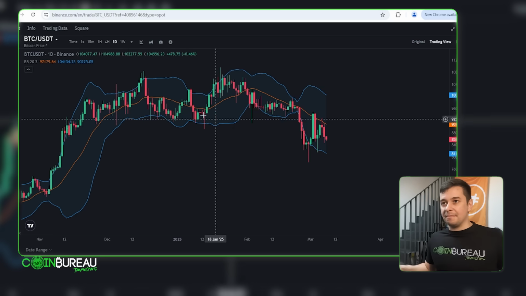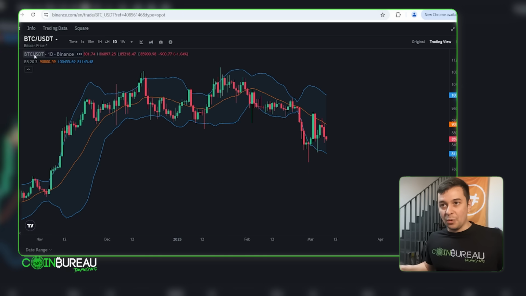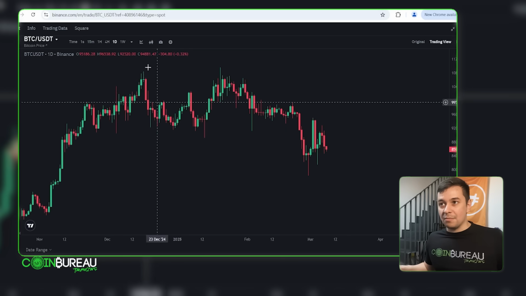So this is the first indicator, and we can remove it here. You'd basically just hover just below where you see the ticker, go here and click the X, and that'll remove the indicator.